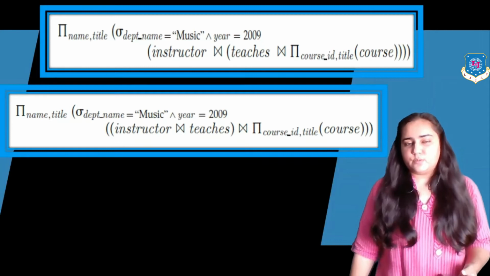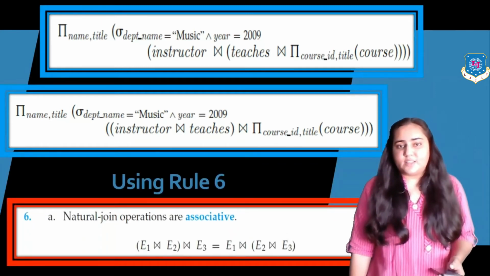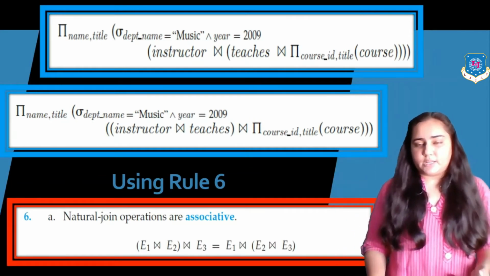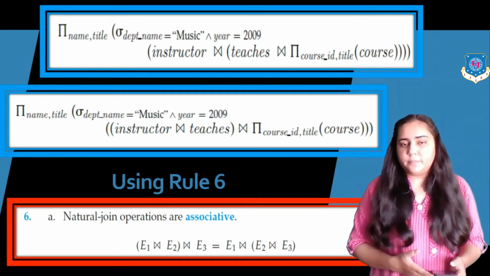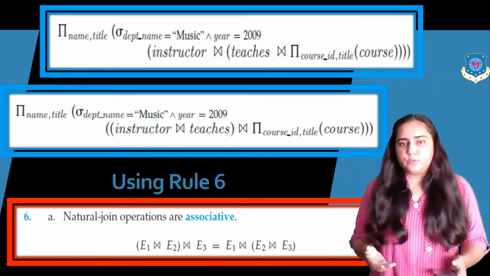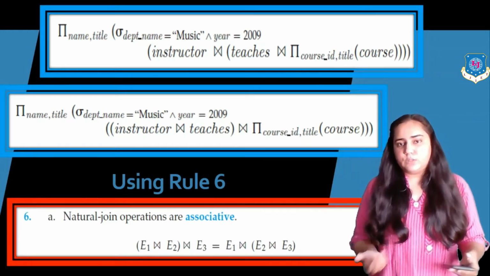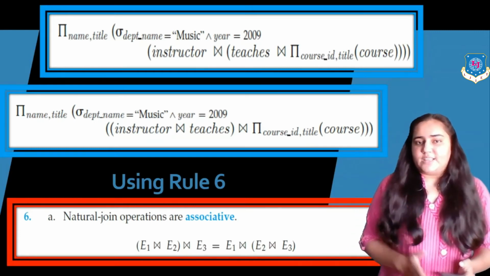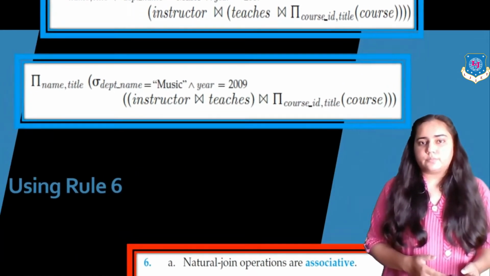So you can guess which rule was applied. This is rule 6, which says that natural join operations are associative. I can change the order of brackets, and that's exactly what I have done here. Natural join E2 first, and then result of that with E3 is equivalent to performing E2 natural join E3 and result of that with E1. So that's exactly what I've done, and this is what my query looks like now.